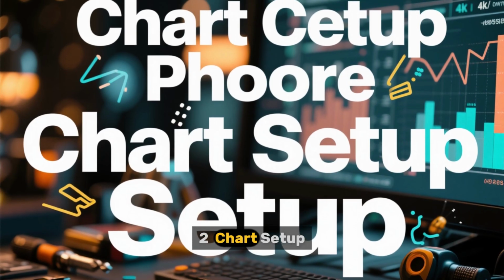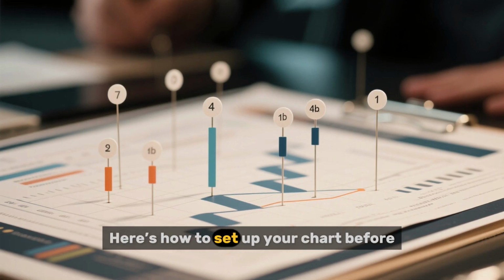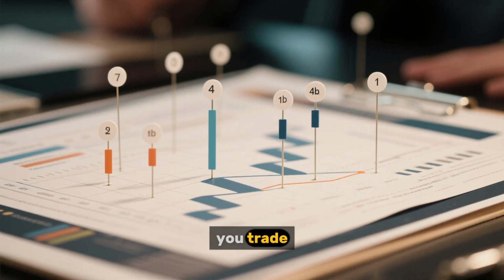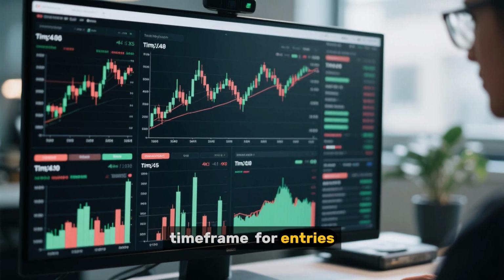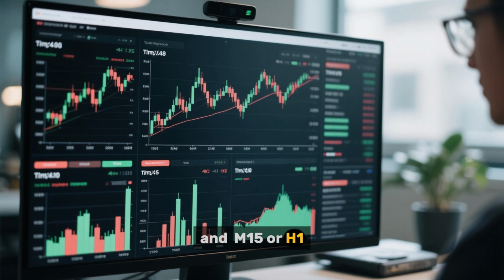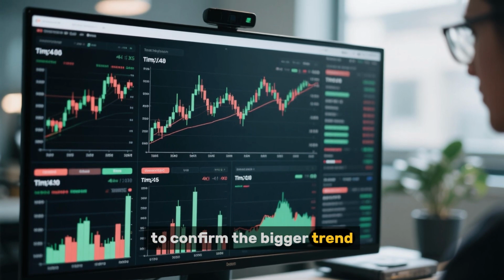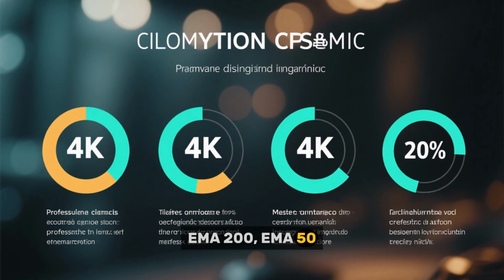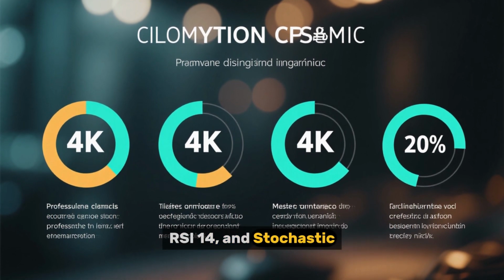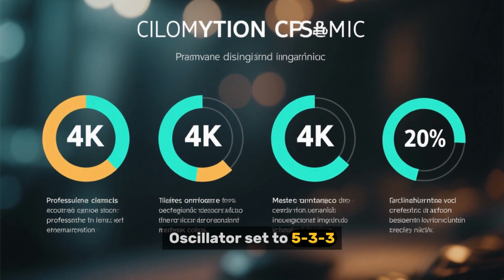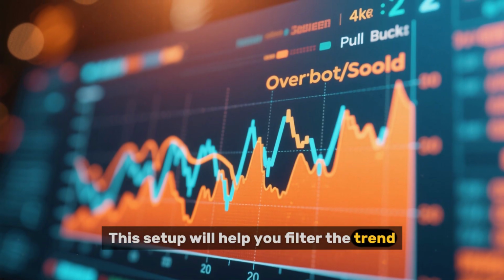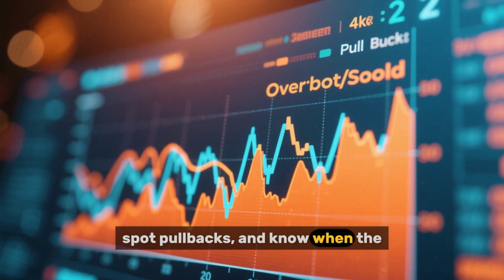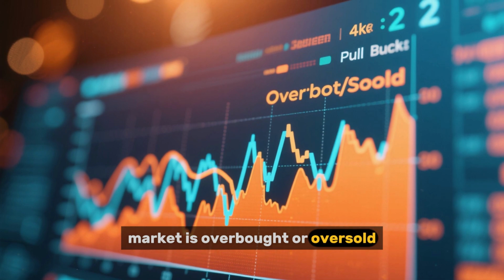2. Chart setup. Here's how to set up your chart before you trade. Use the M5 time frame for entries and M15 or H1 to confirm the bigger trend. Add these indicators: EMA 200, EMA 50, RSI 14, and stochastic oscillator set to 5, 3, 3. This setup will help you filter the trend, spot pullbacks, and know when the market is overbought or oversold.